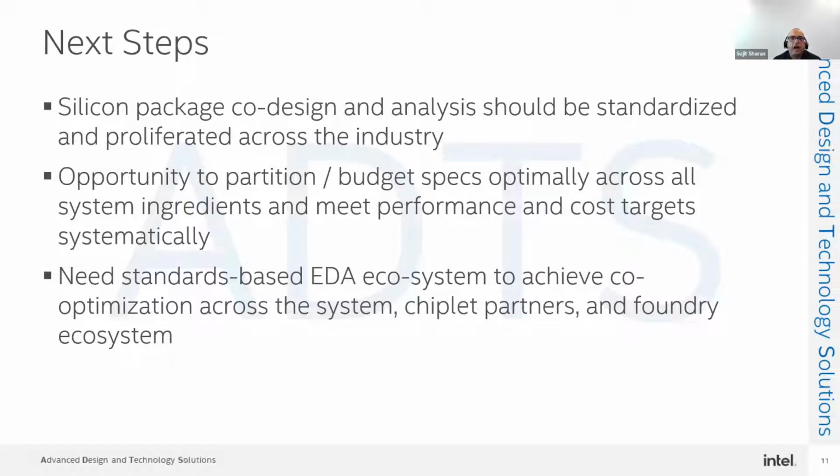So just to close it out, we do believe that silicon package co-design and analysis should be standardized and proliferated across the industry. This gives us an opportunity to partition and work our specs for the system optimally across all system ingredients. I didn't talk too much about it, but one of the key things that always becomes a contention is how do I partition the performance budget, for example an insertion loss budget, across all elements that go into the final system. What this allows us to do is run a number of scenarios fairly easily to come up with the best possible partitioning of the budget across all of the system ingredients, so that we can meet the total performance and cost target for the entire system.